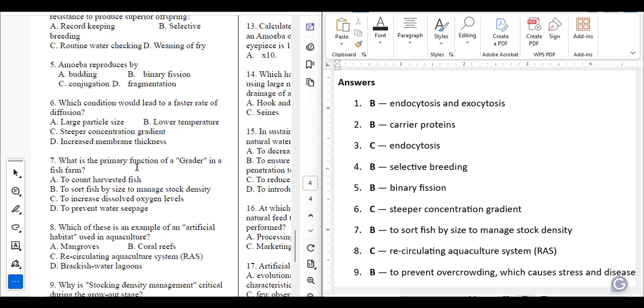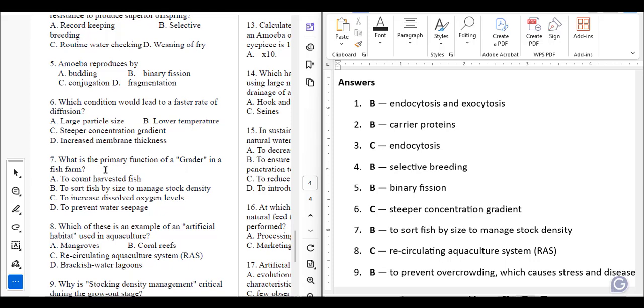Number 6. Which condition will lead to a faster rate of diffusion? Large particle size, lower temperature, steeper concentration gradient, increased membrane thickness. So steeper concentration gradient. We have two media with very high concentration of some molecules at one end, and very low at the other end. They are going to have really fast diffusion occurring. The rate of diffusion will be very high.